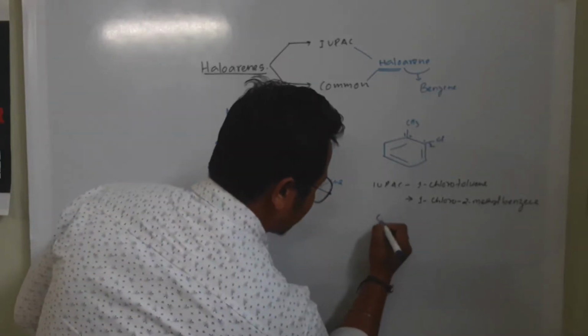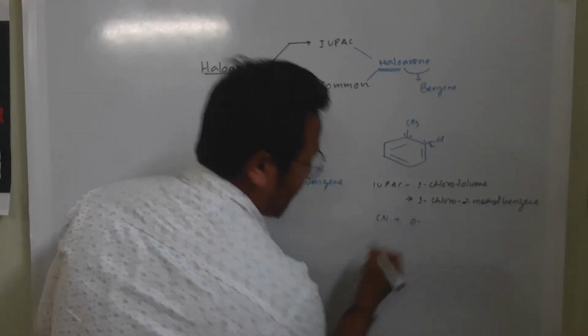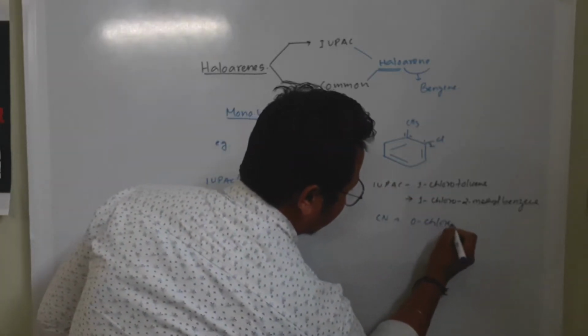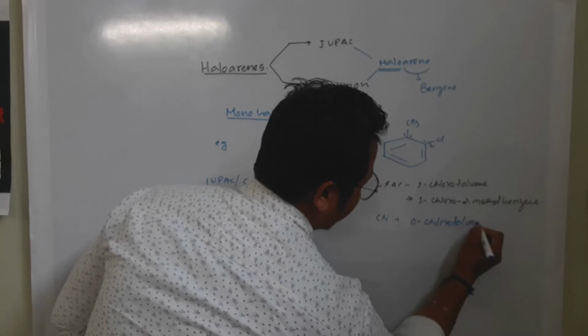Clear? So in terms of the common name, how will we write them? O. Ortho is written as O. Ortho, then what? Your chloro. Then the rest of the term is your word toluene.